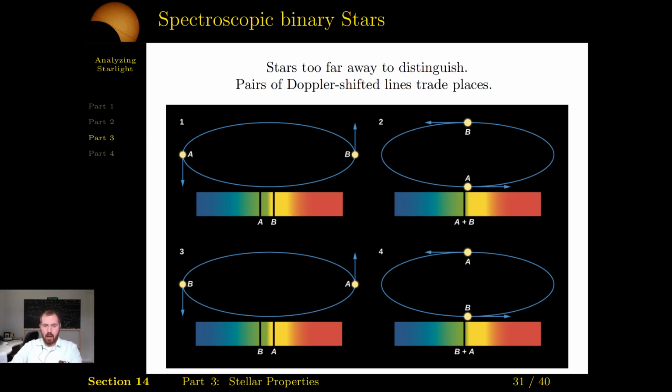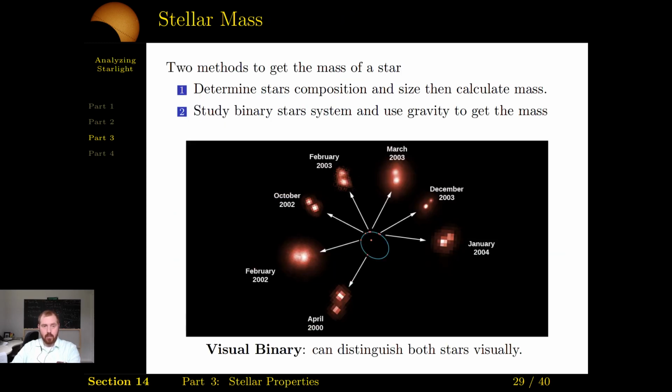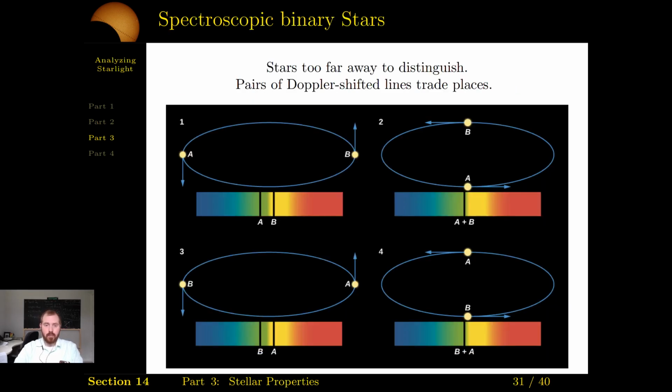So I'll go back a bit to summarize. Binaries we've talked about. Here are two stars orbiting each other. These would be visual binaries because we can see them. We can tell them apart. We have spectroscopic binaries. These stars would be too far away. We can't resolve them apart. But by measuring the spectral Doppler shifts, we're measuring how quickly they're rotating around each other.